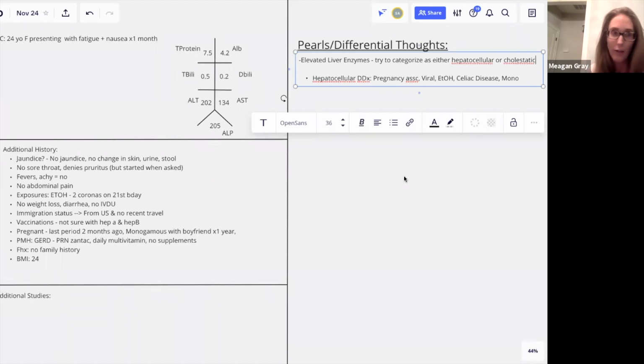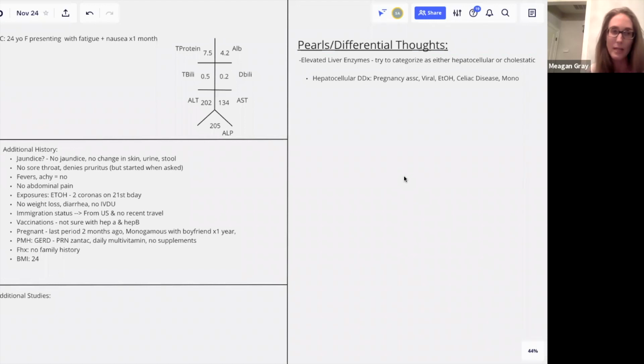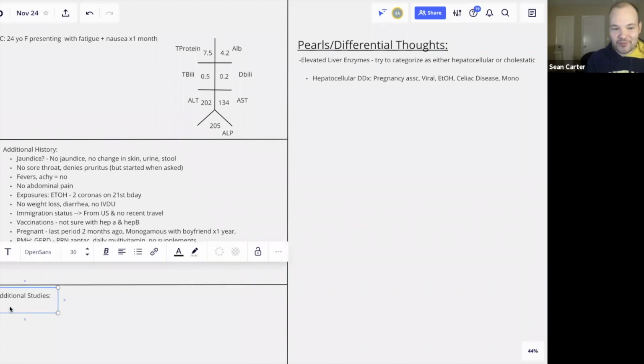I think the differential is still extremely broad. I think she could have a viral infection. She could have autoimmune hepatitis. She could be pregnant. Without blood work, I think we're stuck. Well, it sounds like you guys want to move on to blood work. And so Mario, I'll let you get the first couple of tests in what we check. What would you like in terms of blood work?